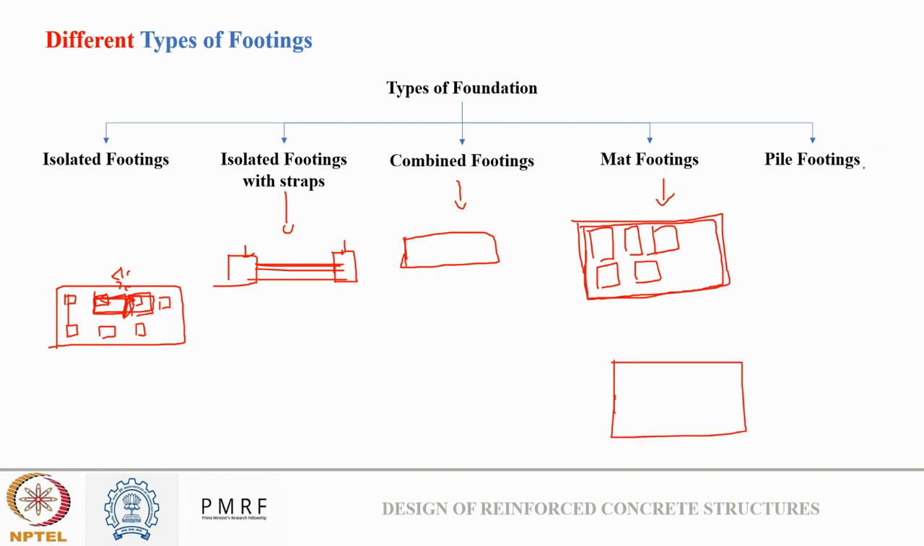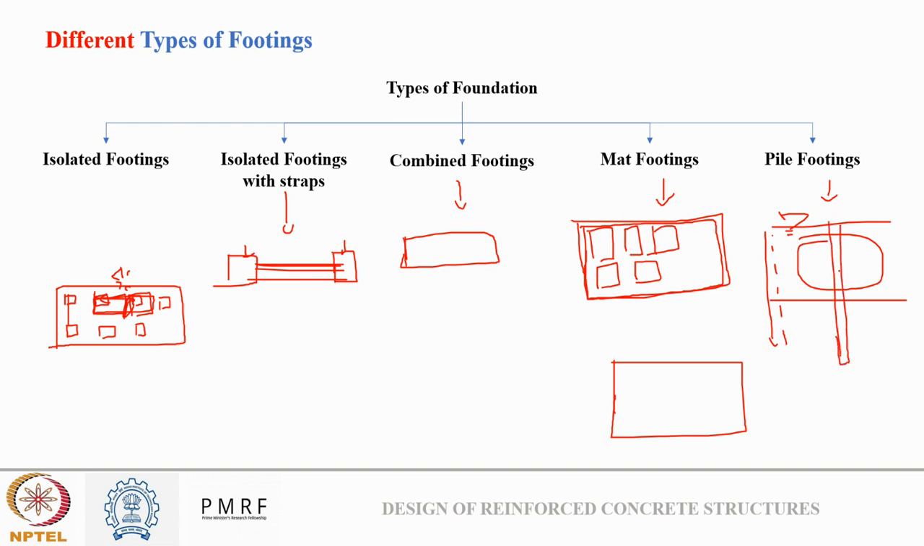Okay, and finally we have pile footings. So what happens, suppose this is my ground level. Okay, and my soil properties are varying with the depth. Suppose the top layer of the soil is very weak, it can't take load. So what we need to do, we need to dig very deep inside the soil so that it can take the load of the structure, and in such cases we provide pile footings.